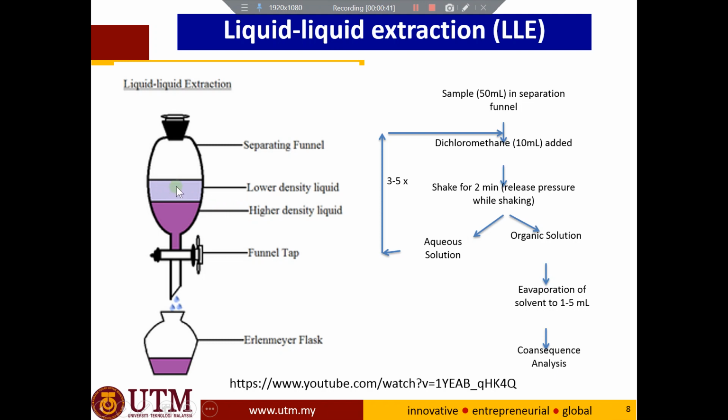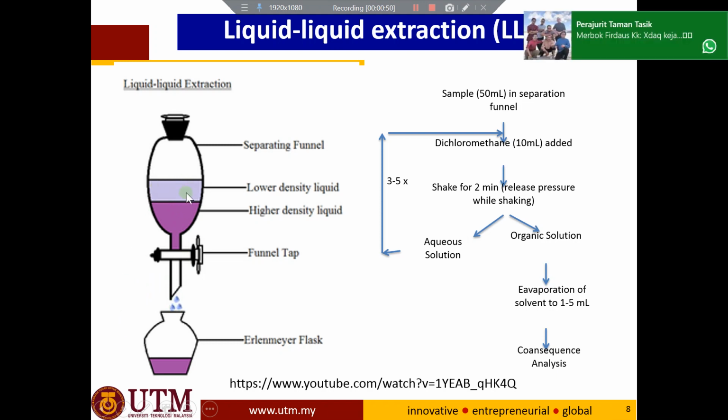So kalau kata you punya analyte kat atas, you keluarkan semua, you buang dekat bekas lain, then you take the sample. Yang ni funnel tap to control you punya pengeluaran solvent lah.